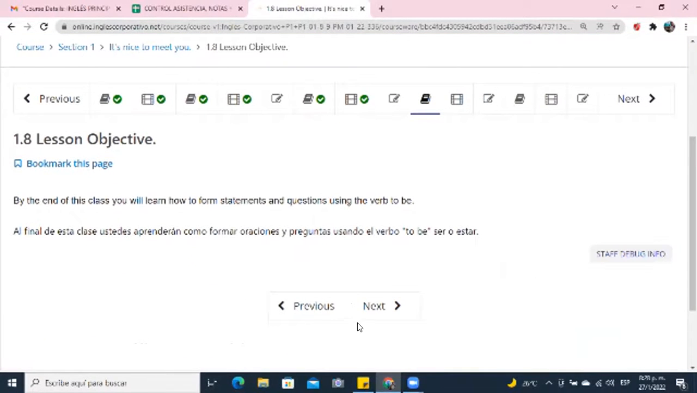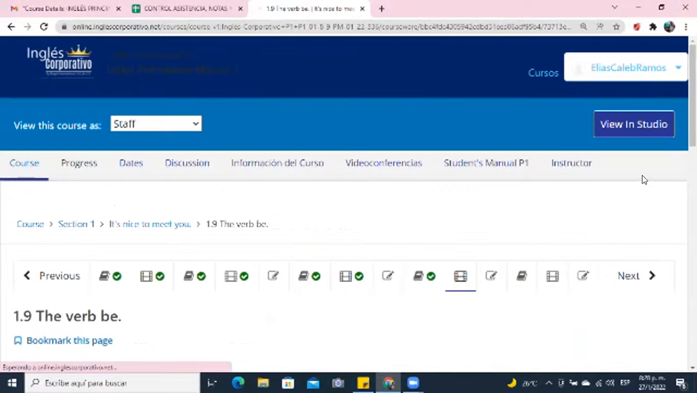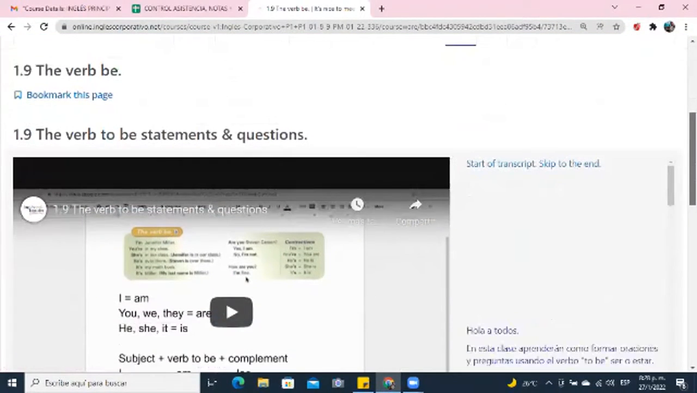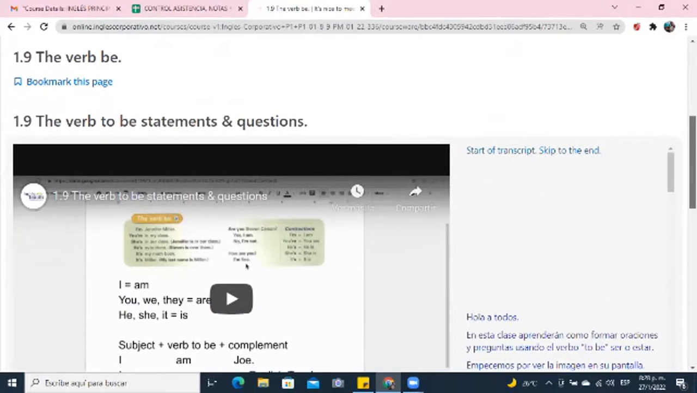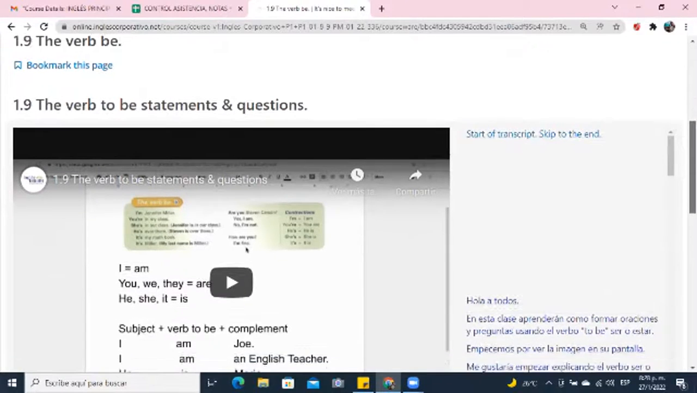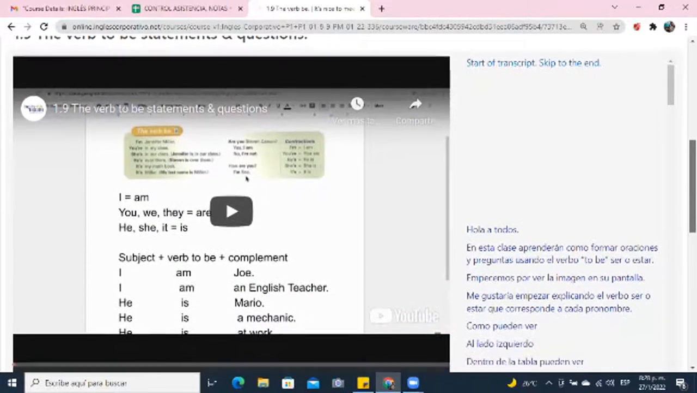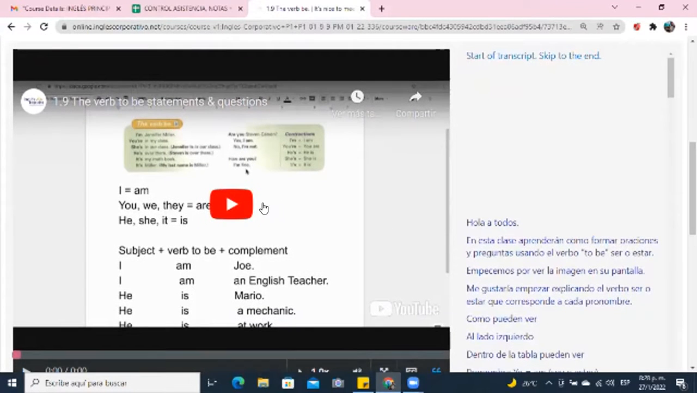Let's go over this one. It's the verb to be, okay? That's going to be today's topic. The verb to be, statements and questions. En esto no nos podemos detener mucho, so let's pay attention.